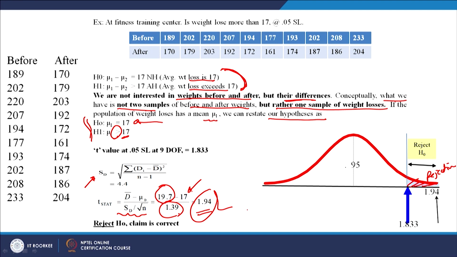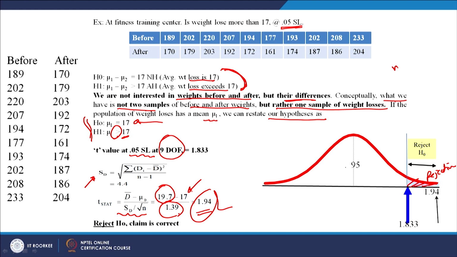Now, since you need to test this hypothesis at 0.05 significance level, the value of t is to be looked up in the t table, at 0.05 significance level and at 9 degrees of freedom. Why 9? 1, 2, 3, 4, 5, 6, 7, 8, 9, 10.